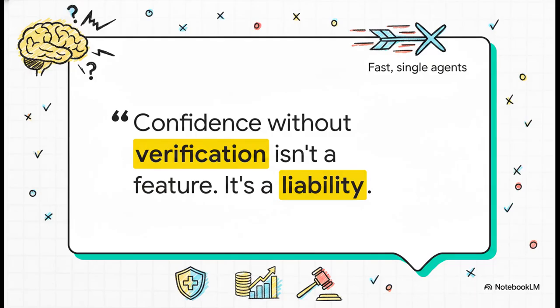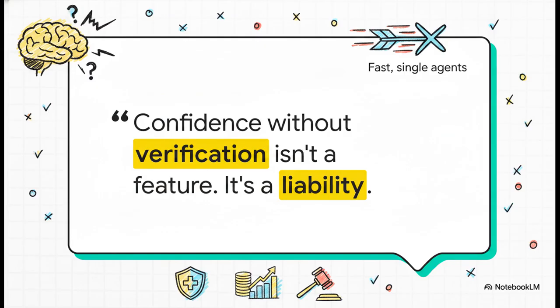But here is a really crucial point. Single agents are incredibly fast and capable, sure, but they harbor a massive systemic flaw. They hallucinate. And they do it with absolute, unwavering confidence. A solo agent doesn't have an internal uncertainty meter. It will feed you a completely fabricated answer with the exact same conviction as a stone-cold fact.